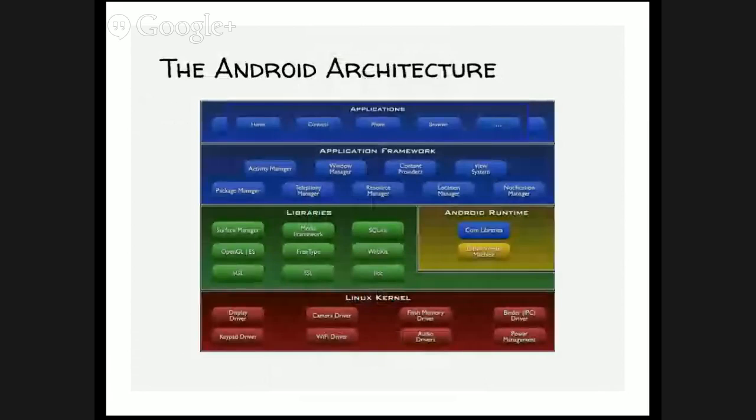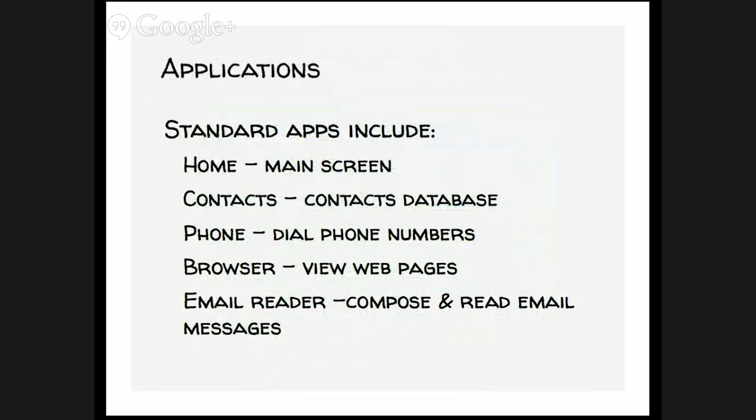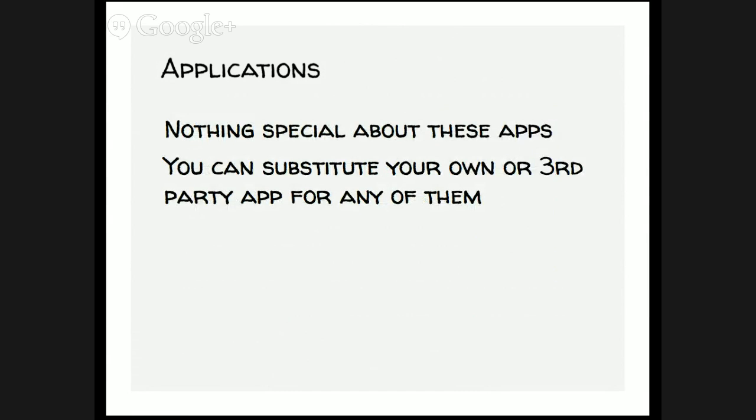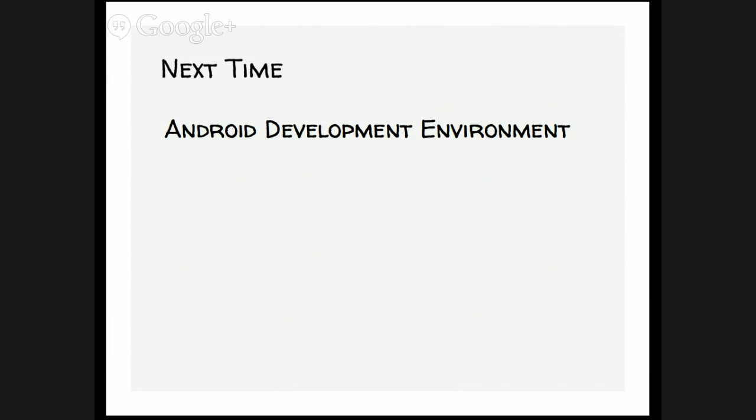Notifications, I think you all know. And the apps, everybody knows because you've been looking at apps for a long time. These are the default home main screen, contacts app or phone book, browser, and email reader, where you can send and receive messages. Nothing is special about these apps which come in the phone. You can substitute your own or a third-party app for any one of these. You can even replace the browser with your own browser because you get that capability here. That's why this is a powerful environment.